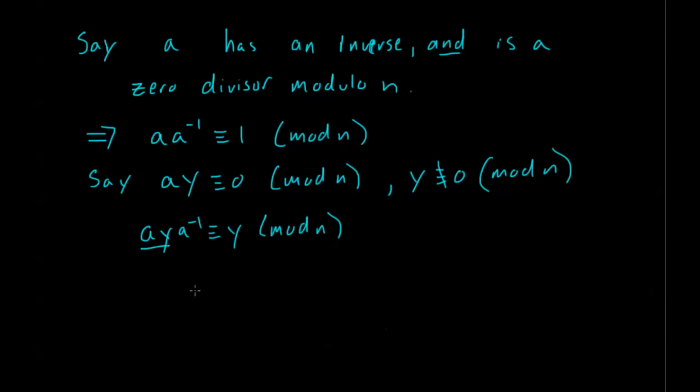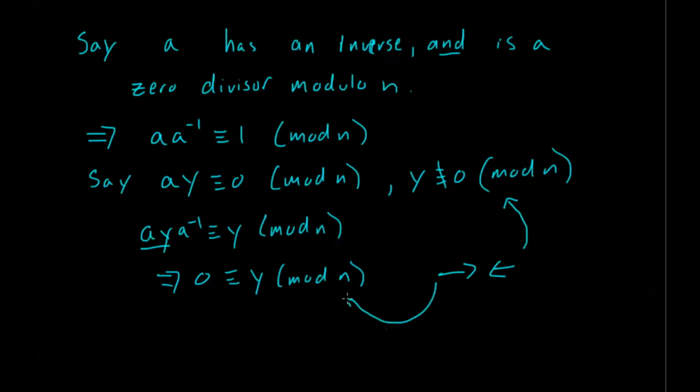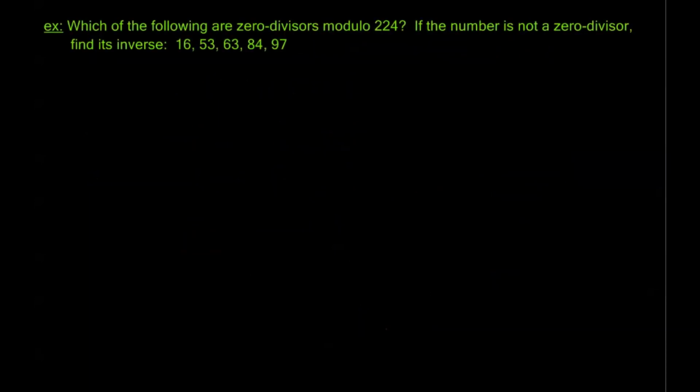But ay is 0, so this gives me that 0 is congruent to y mod n. And this of course is a contradiction, because from over here I have that y is not congruent to 0 mod n, and over here I have that y is congruent to 0 mod n. This is my q and not q, which we know is impossible. So of course a either has an inverse or it is a zero divisor. It cannot be both. So now let's do an example with some big numbers like I promised, using this result to try to find these large inverses.